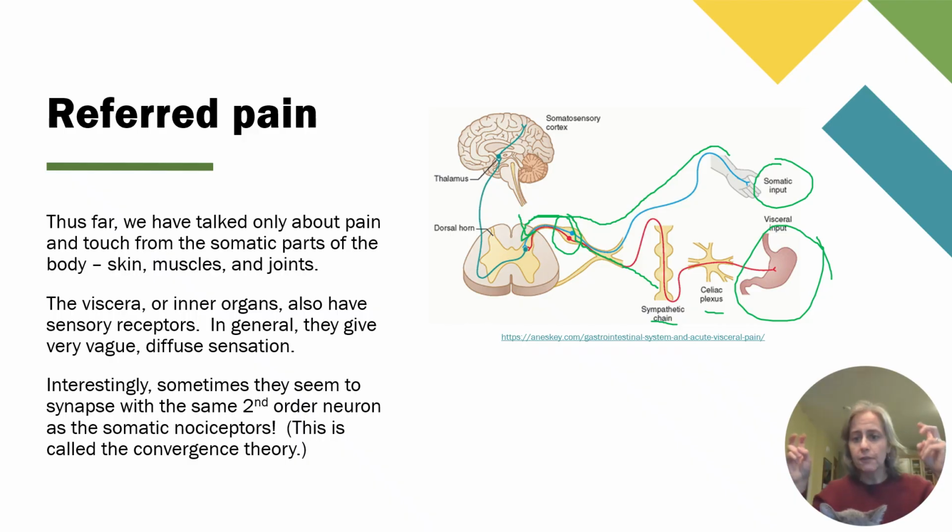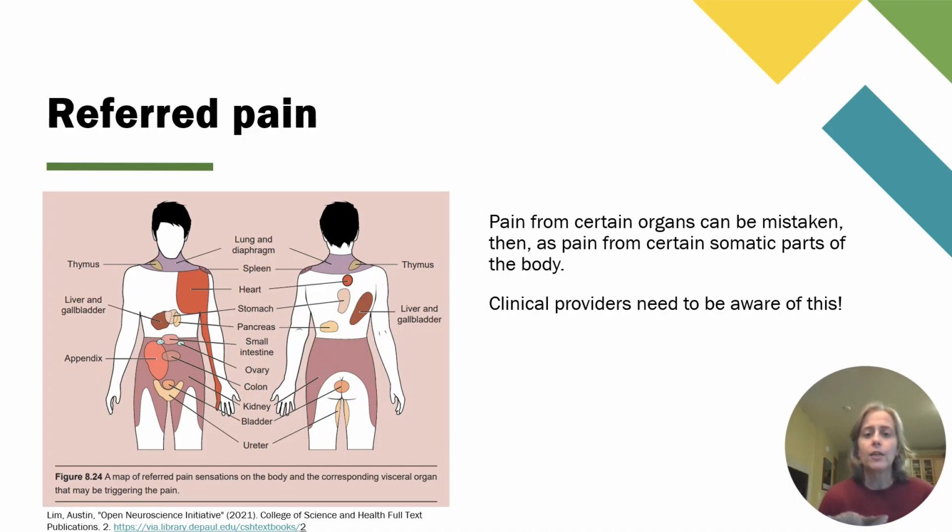So this is called the convergence theory, where these two different types of input end up signaling the same neuron in the dorsal horn. And then of course when it arrives in your brain, the brain doesn't know which one it came from, right? It can't tell. So sometimes when you have pain coming from an organ, it actually feels like pain coming from a different part of your body. So that's what's called referred pain. So pain from certain organs can be mistaken as pain from other parts of the body.